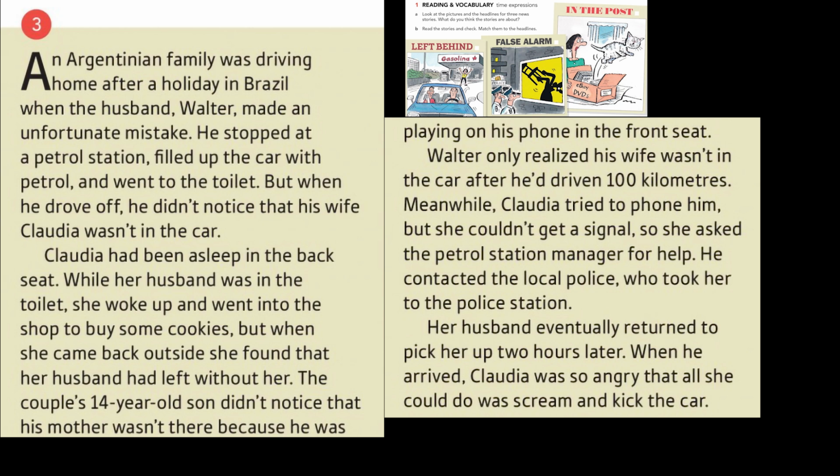The couple's 14-year-old son didn't notice that his mother wasn't there because he was playing on his phone in the front seat. Walter only realized his wife wasn't in the car after he'd driven 100 kilometers. Meanwhile, Claudia tried to phone him, but she couldn't get a signal, so she asked the petrol station manager for help. He contacted the local police, who took her to the police station. Her husband eventually returned to pick her up 2 hours later. When he arrived, Claudia was so angry that all she could do was scream and kick the car.